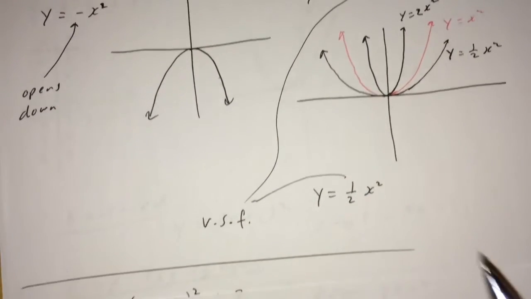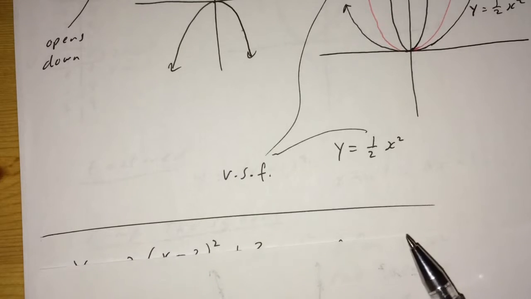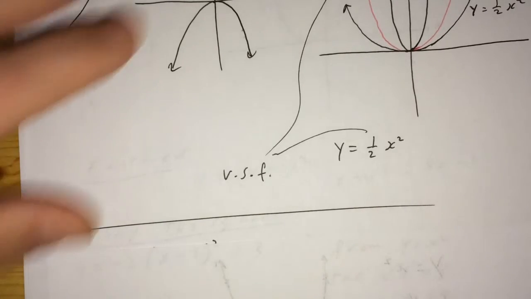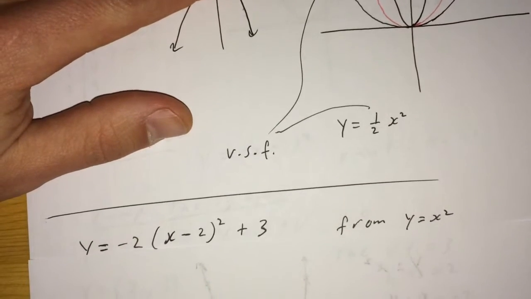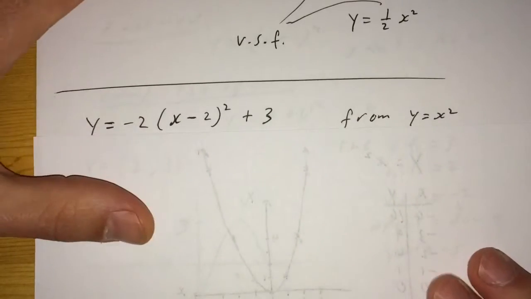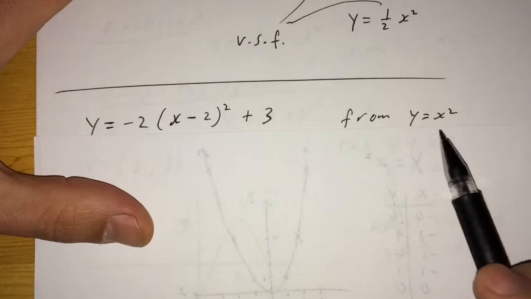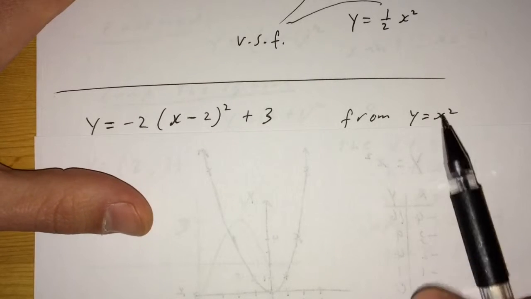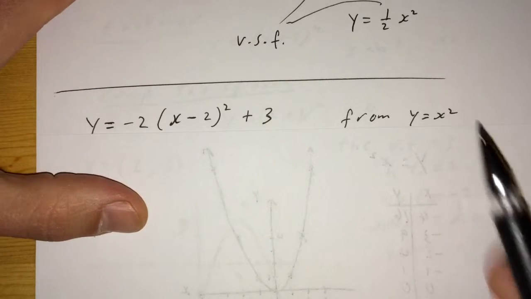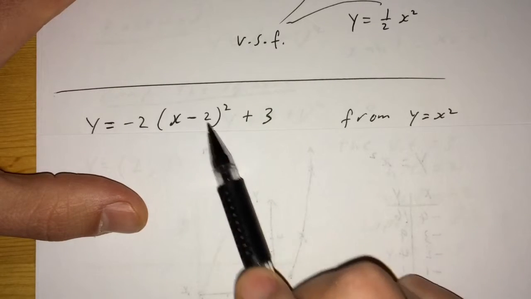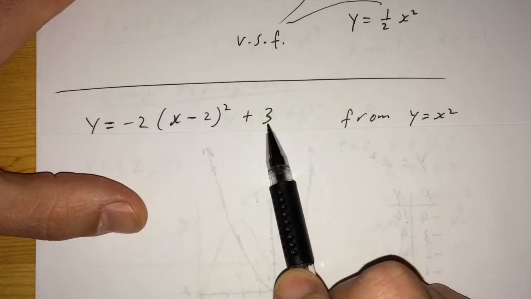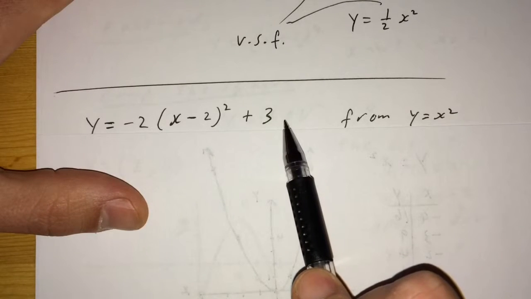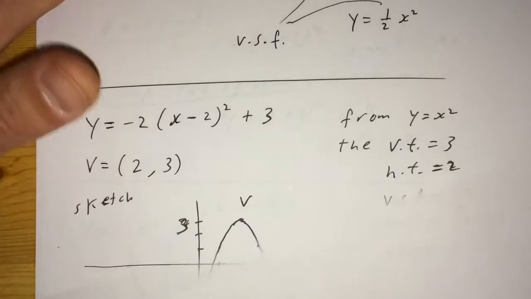So let's look at translations and transformations in general, which involves translations and stretch factors. Thinking of this quadratic from y equals x squared, what has happened to it? Well, if you go to graph it, the vertex is now at 2 and 3. So it's moved over to the right 2 and up 3.